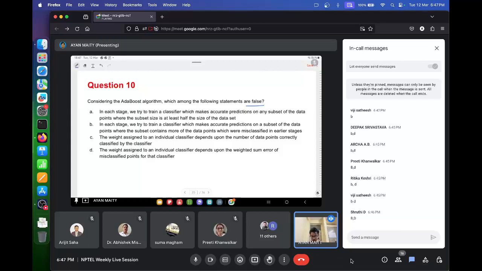And option C is, the weight assigned to an individual classifier depends upon the number of data points correctly classified by the classifier. And option D is, the weight assigned to an individual classifier depends upon the weighted sum error of the misclassified points for that classifier. So you have to find out false statements from this. Deepak Srivastav is saying A and C. Okay. Any other answers?